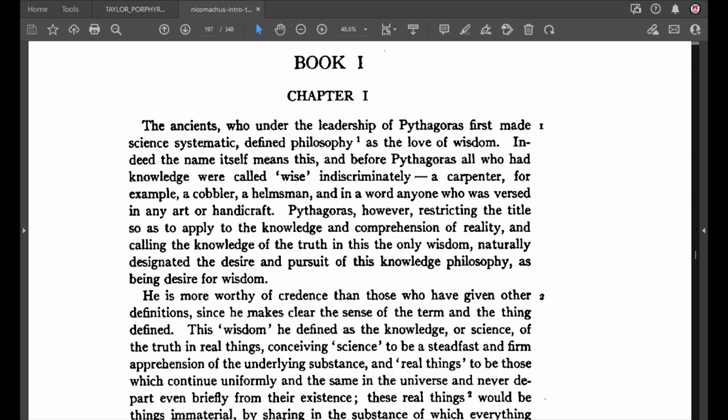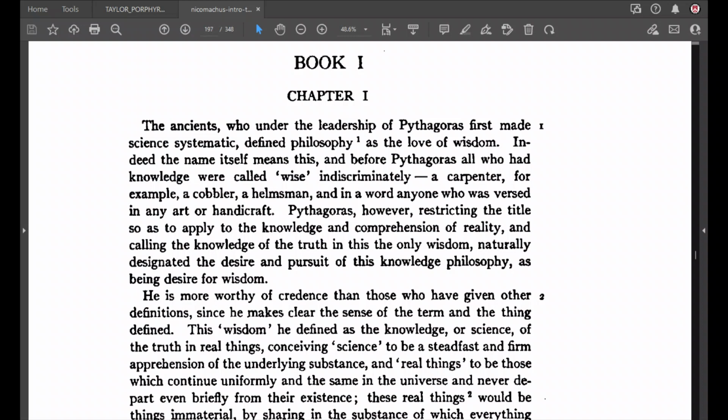And the desire and pursuit of this knowledge of the truth is what Pythagoras called philosophy. Philosophy was the desire for wisdom, the love of wisdom, but wisdom meant the knowledge of the truth. Okay, so what does philosophy mean? Philosophy is the love of wisdom. What is wisdom? Wisdom is the knowledge of the truth.